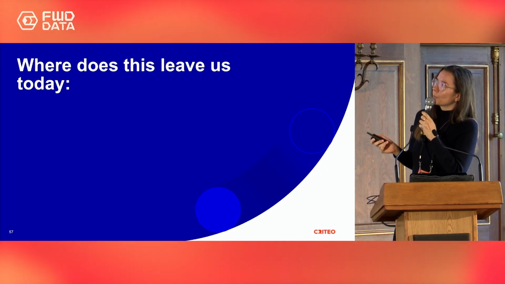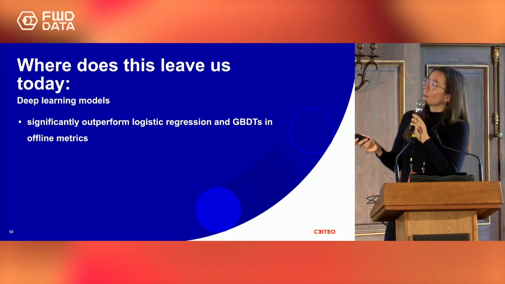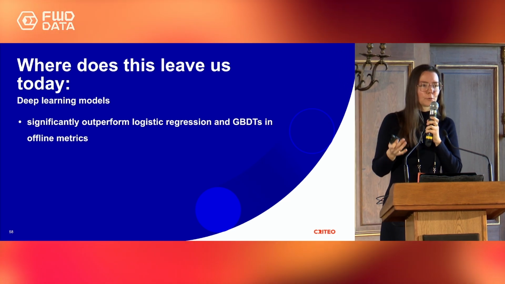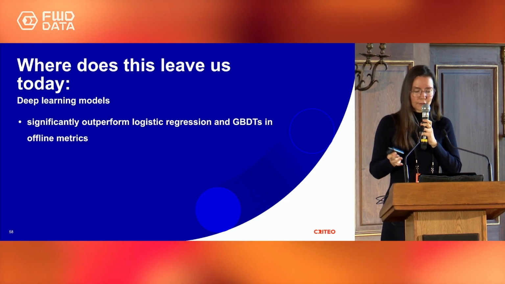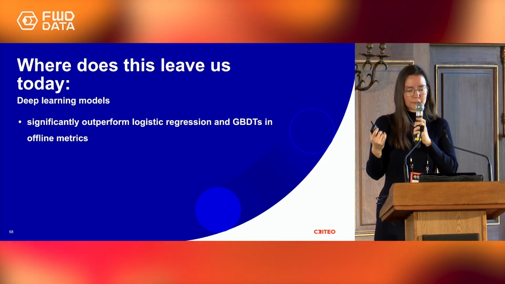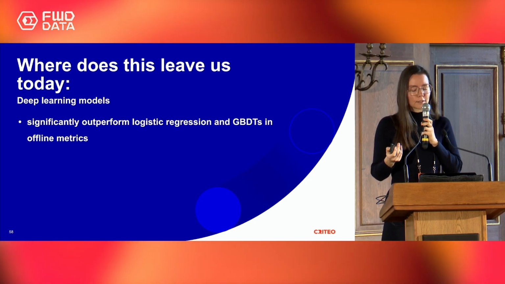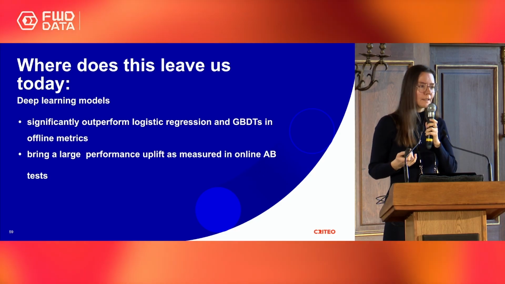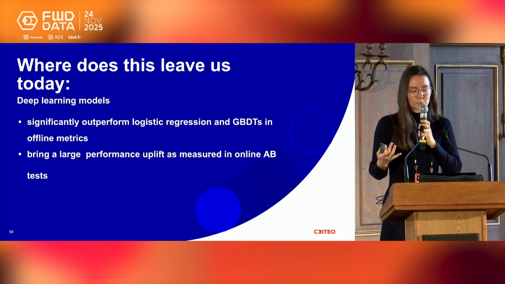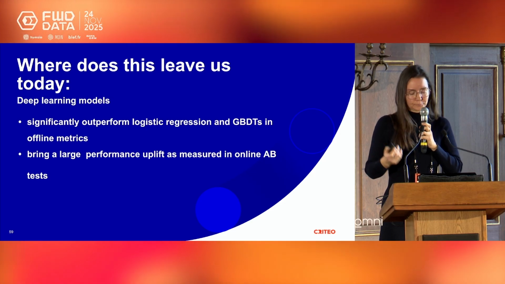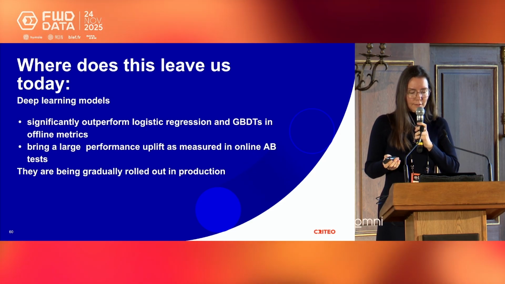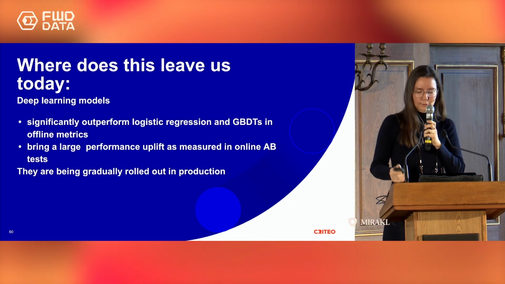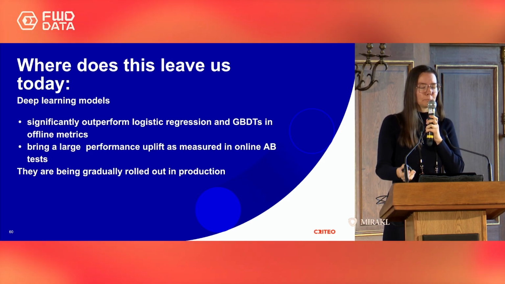Now, where are we with all this today? We found that deep learning models significantly outperform their historical cousins like logistic regression and gradient-boosted decision trees in offline metrics. And then, of course, we had to do A/B tests, and we found that these deep learning models also bring a large uplift online. And they're now being gradually rolled out in production. So more news from the universe to come.